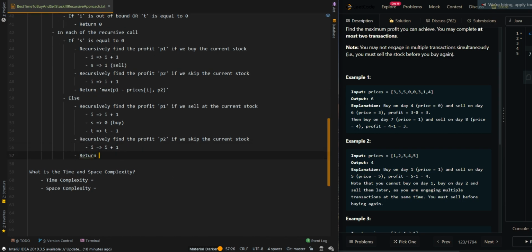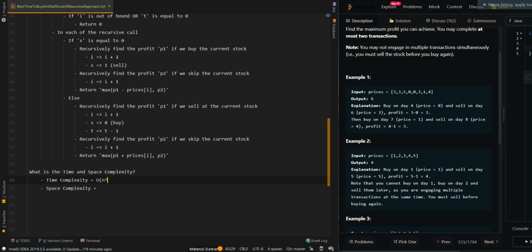Then we can just return the maximum value between P1 plus prices[i], because we sell at the current stock, so we gain the amount of the price of the current stock. That's how much we gain. And then we can return the maximum value between selling at the current stock or just skipping the current stock. Now let's go over the time and space complexity.